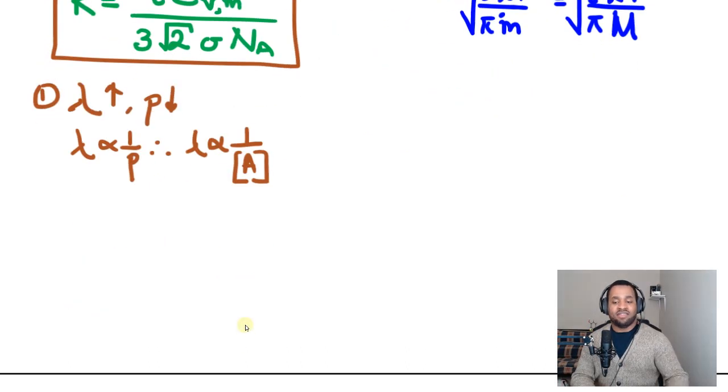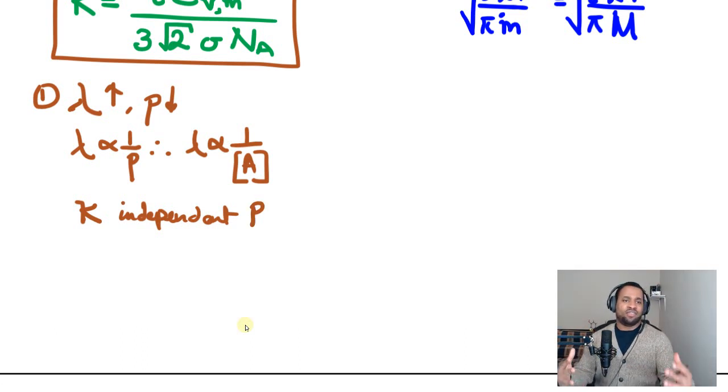Therefore, this leads us to the conclusion that k, the thermal conductivity coefficient, is independent of pressure at very high pressures. So at very high pressure, you actually have this independence of k from pressure. So what is the implication of this? Why is this the case?